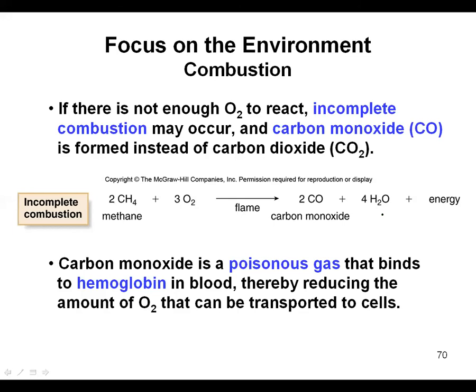So here's another example of a combustion reaction. Again, methane, O2, we see CO and H2O. This is what is sometimes referred to as an incomplete combustion. So in a combustion reaction, we typically always get CO2 and water. If somebody ever says it's an incomplete combustion, the only difference is you get carbon monoxide instead of CO2.